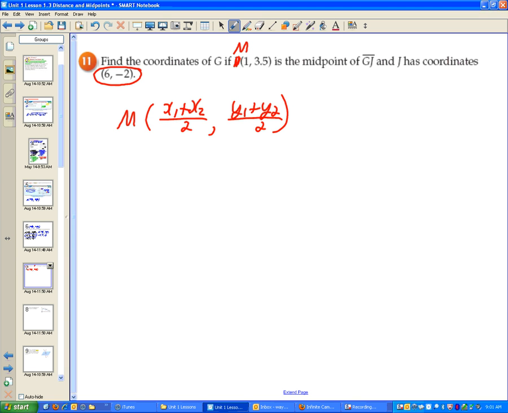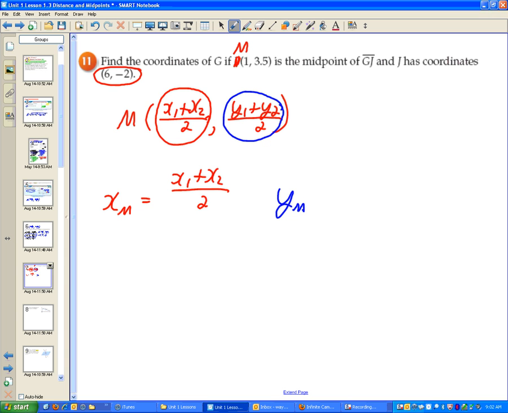And what I'm going to do now is, since this is the x-coordinate of the midpoint, isn't it? I'm going to write that as a separate equation. Just watch for now. You can write it down in a minute. I'm going to write x of the midpoint equals x1 plus x2 divided by 2. And then this equals the y-coordinate of the midpoint. So I'm going to write y of the midpoint equals y1 plus y2 divided by 2.